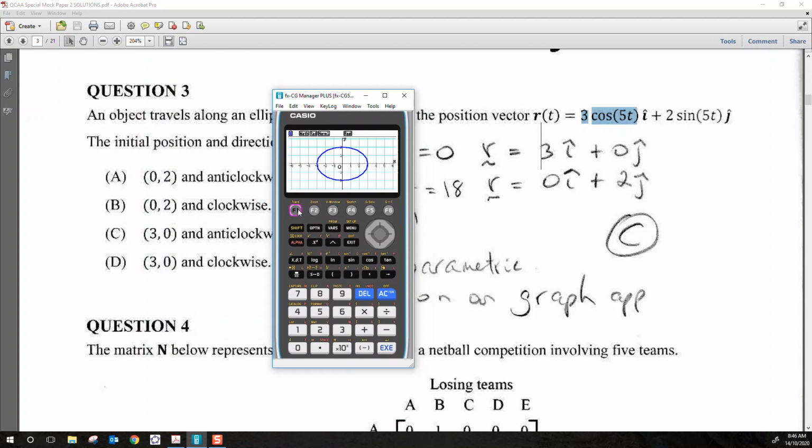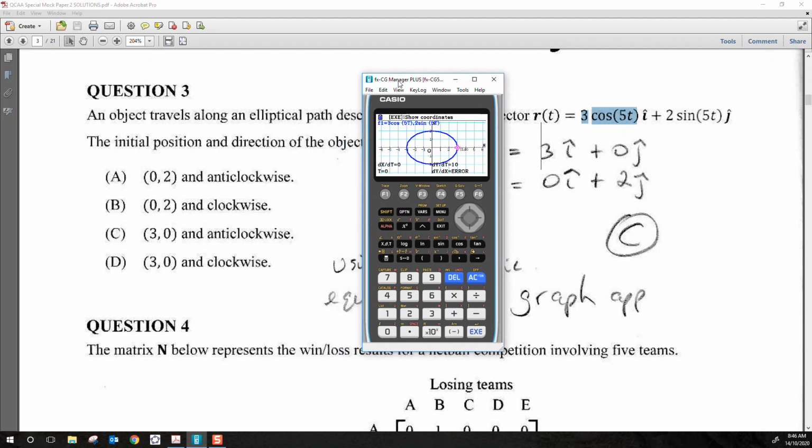The initial position and direction of the object. This is where we use the trace function. We can see the marker appeared here, and t is 0. I've got derivatives turned on. Who cares about them at the moment? When t equals 0, that gives me the initial position, and that's a coordinate 3, 0. So it's got to be either choice C or choice D.